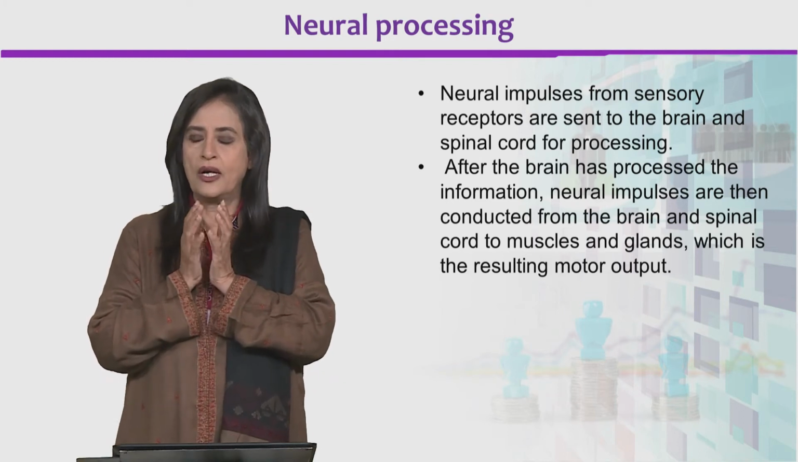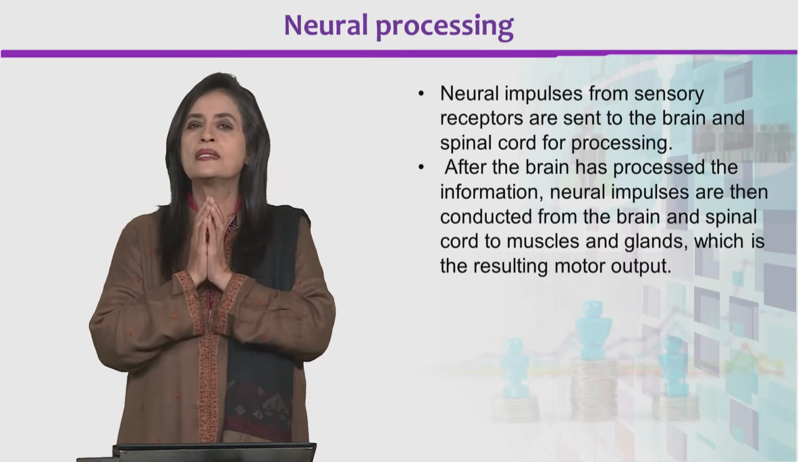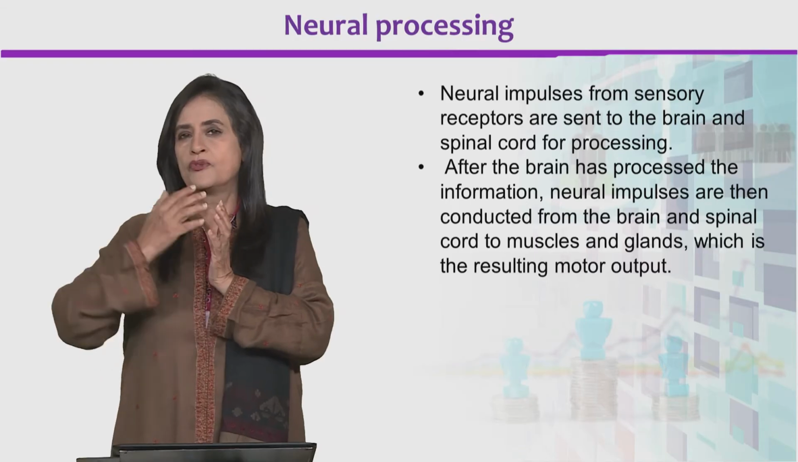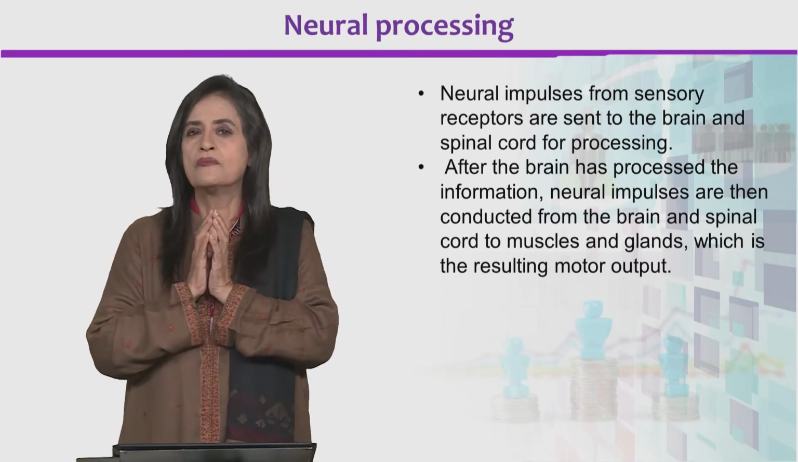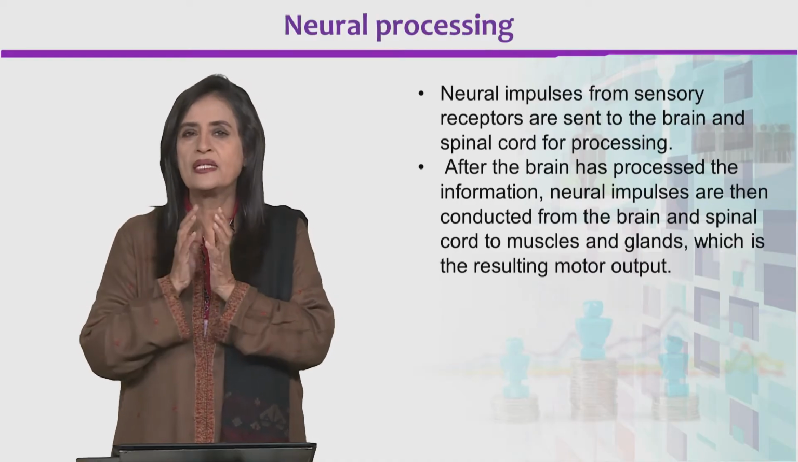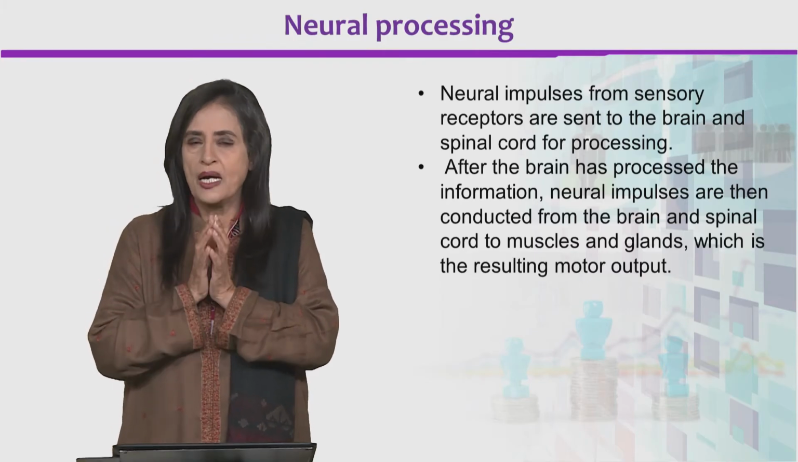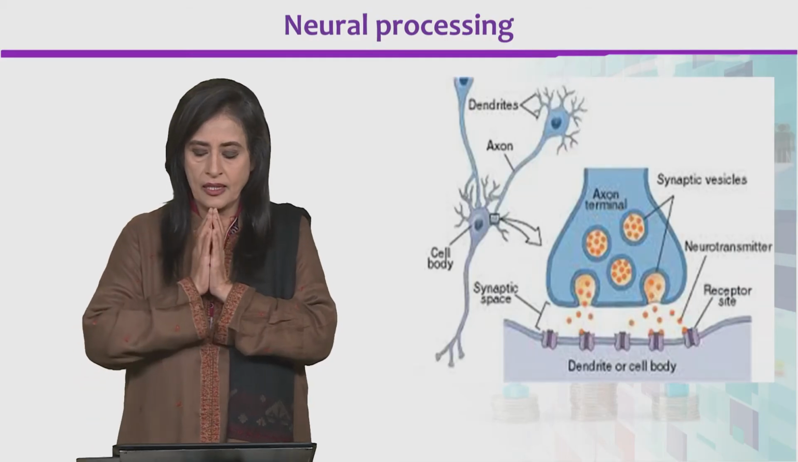The spinal cord also processes information and it sends commands to the relevant body part through the motor neurons to carry out a certain movement, or there are certain functions which automatically go on in our body. They are also monitored partly by the spinal cord. So that's the processing that happens.